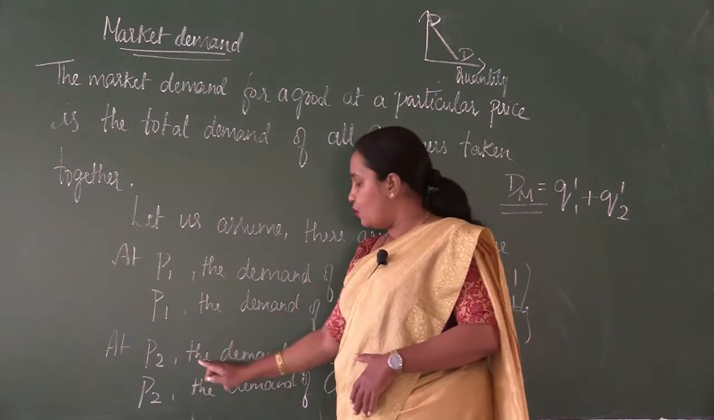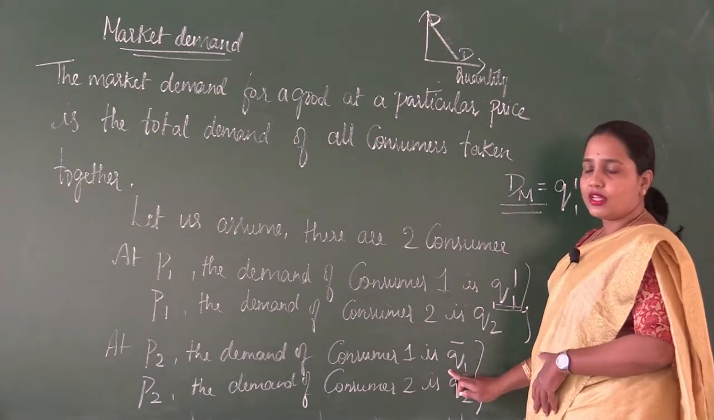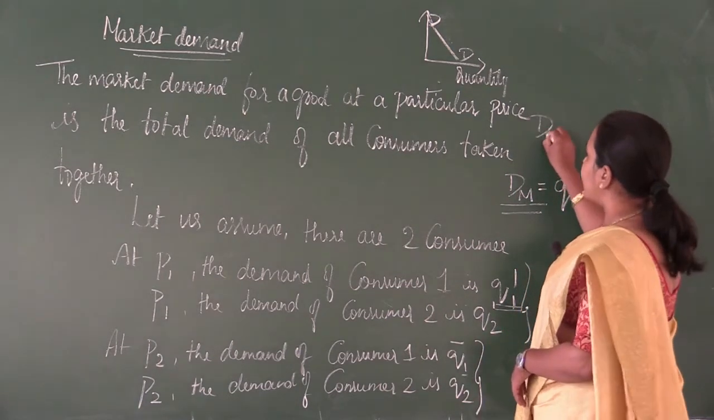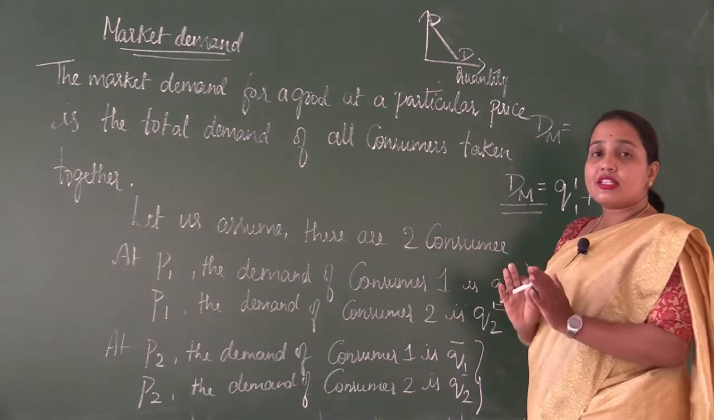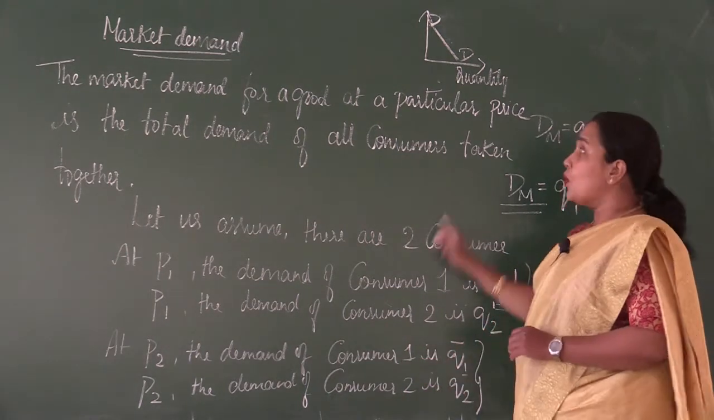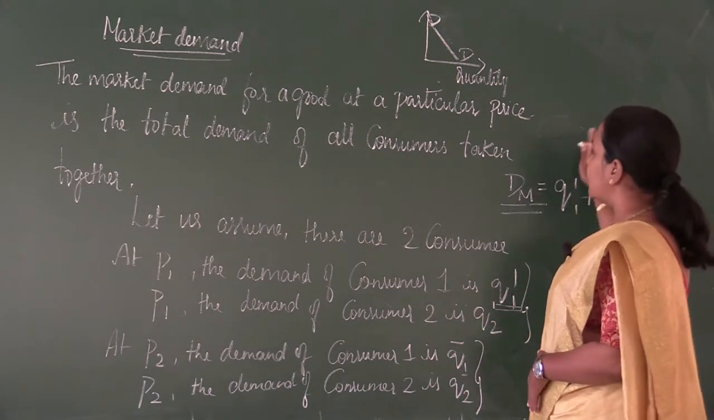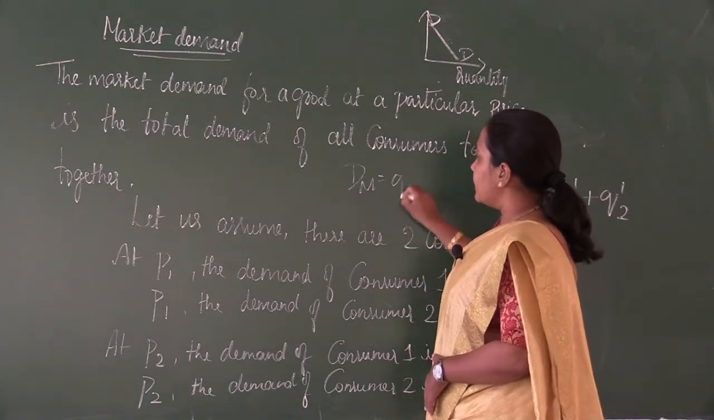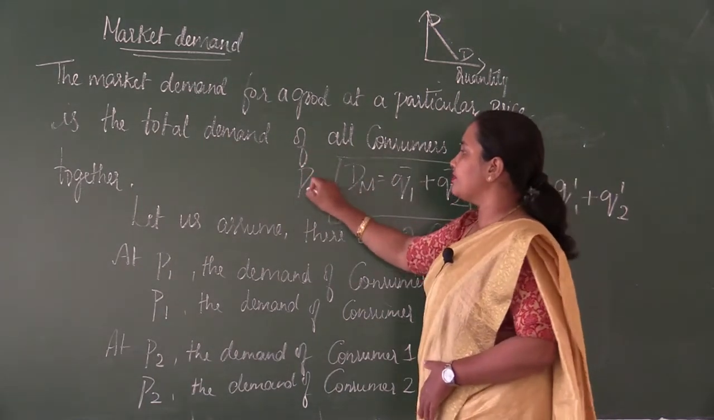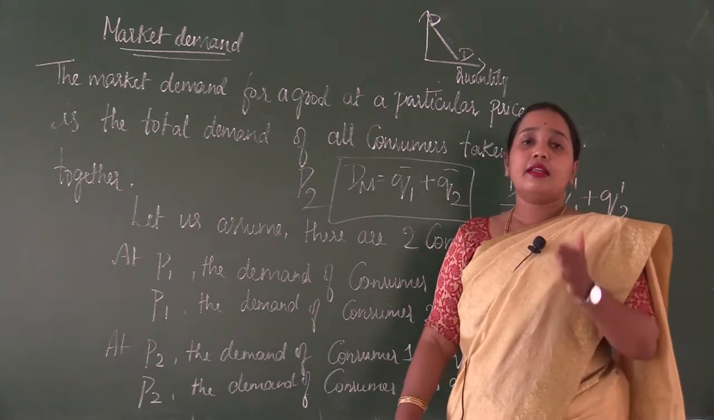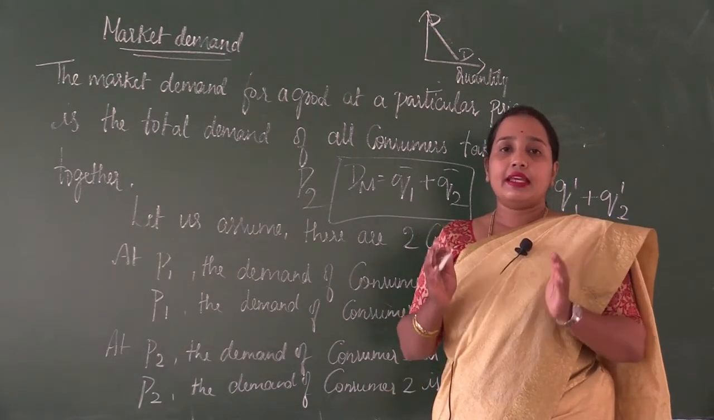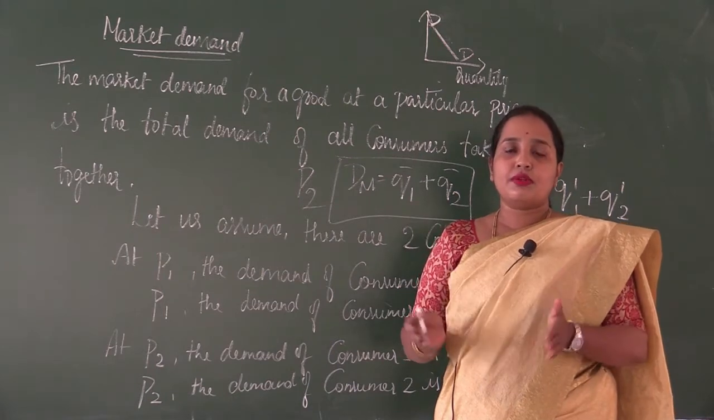At this price P2, the demand of consumer 1 is Q1 and the demand of consumer 2 is Q2. Now we can derive the market demand in the same manner, just by adding the demand of consumer 1 and consumer 2. Here we derive the market demand by adding the demand of consumer 1 as well as the demand of consumer 2 at the price P2. Now we can say that the market demand for a good can be derived just by adding up the demand of the two consumers at that price.